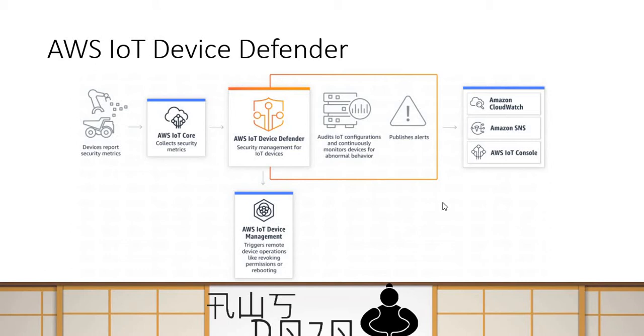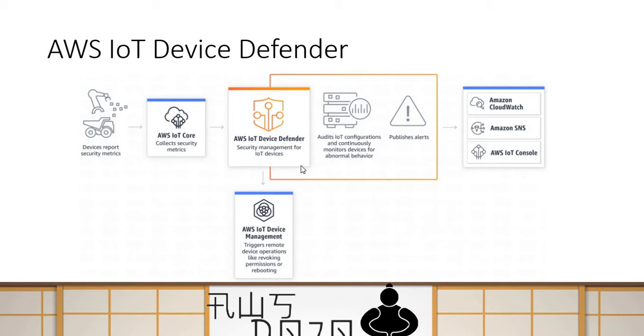Another thing to add is that when IoT Device Defender recognizes some kind of threat or finds some kind of alert for certain device behavior or IoT configuration, it can also trigger remote device operations, like revoking the permission of the device, rebooting the device, or updating a security patch on the device, and those kinds of things.